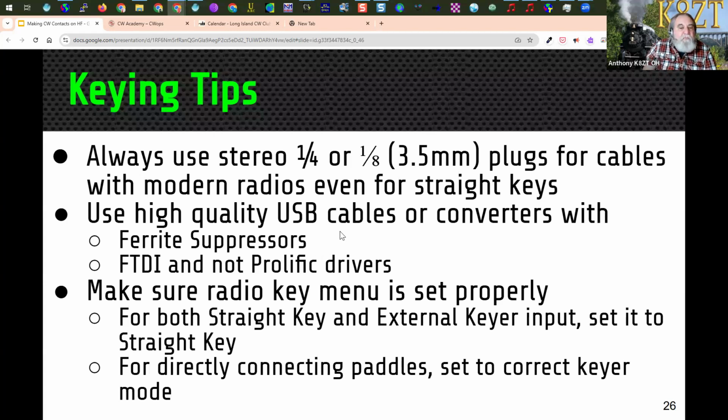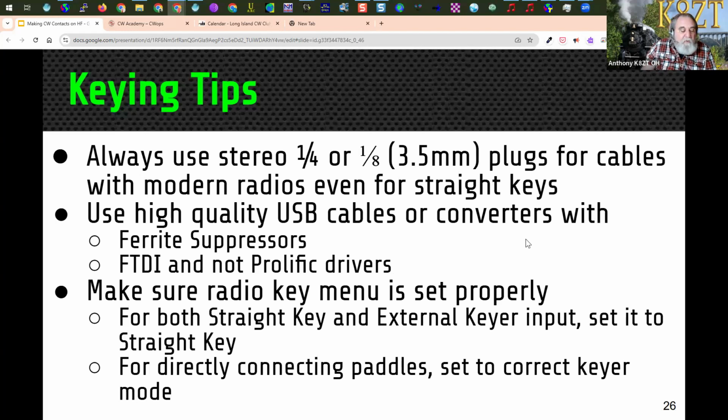Use high quality USB cables if you need to use a cable that you're hooking to an RS-232 interface. Use ferrite suppressors. If you're using an adapter cable between USB and serial, get one that has an FTDI chip in it and not Prolific drivers. You'll save yourself a lot of headaches. So these are just some tips for actually connecting. And also use good quality audio cables.